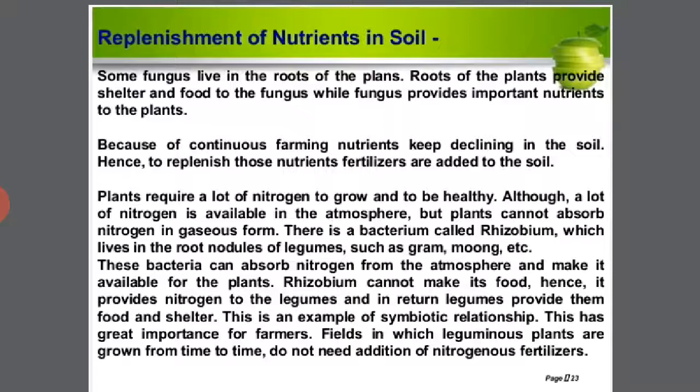Because of continuous farming, nutrients keep declining in the soil. Hence, to replenish, meaning giving back those nutrients again, fertilizers are added to the soil. Plants require a lot of nitrogen to grow and to be healthy. Although a lot of nitrogen is available in the atmosphere, plants cannot absorb nitrogen in gaseous form, as I discussed earlier also.